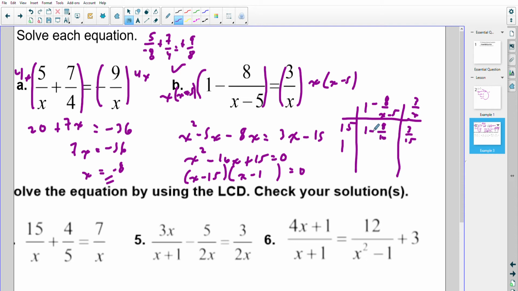Well, let's see. The left side is going to be 2/10 by putting 10 over 10, minus 8 over 10. And this is equal to 1/5. Yes, it does equal. So 2/10 equals 1/5, and 15 does work. 1 minus 8 over -4 and 3 over 1. So yes, 3 equals 3, and that also works. So both my answers work. X equals 1 or 15.